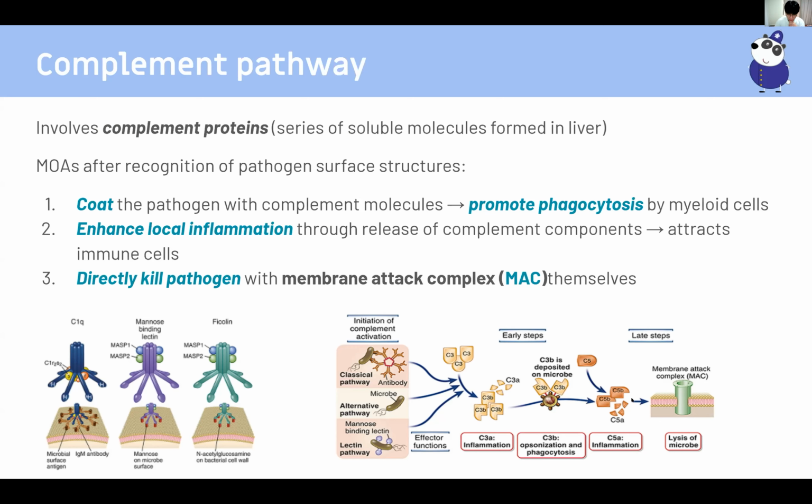So here are some ways. There's also a name for these: classical pathway, alternative pathway, lectin pathway. You can memorize them, but I think in the end you will have to understand what they do. So basically, they could cause inflammation, opsonization, and phagocytosis, which is basically coating them. Inflammation again, and lysis of the microbe via MAC.